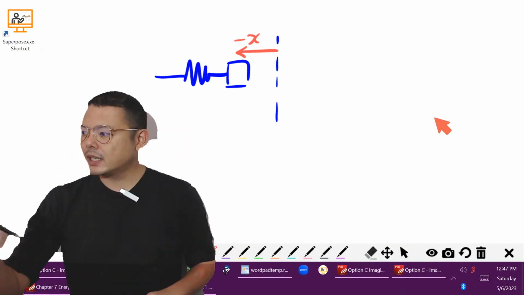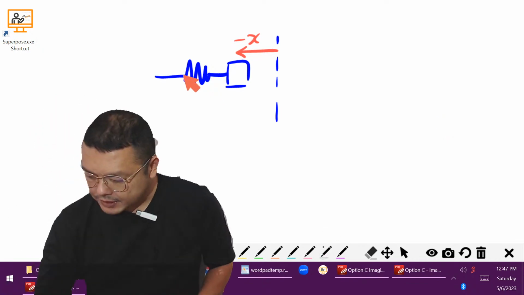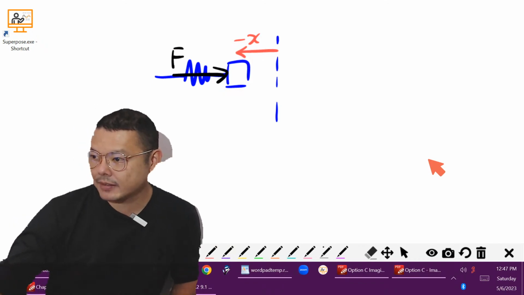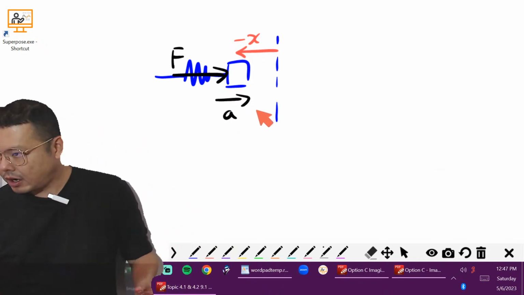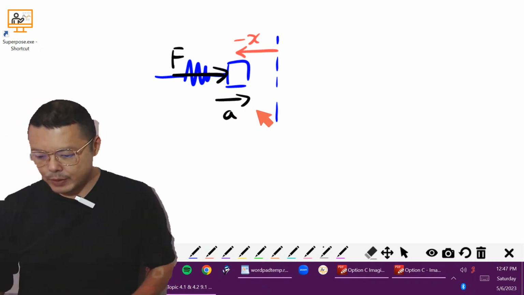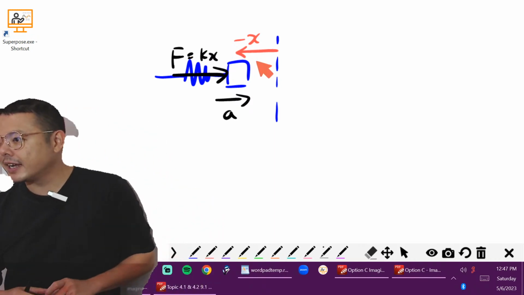Which means what's the direction of force acting on the mass? So the force is pointing this way. So where's the acceleration of the mass? Pointing to the right. So the acceleration is pointing this way, in the opposite direction to the displacement. The force on the spring is actually equal to kx. Spring force, kx.